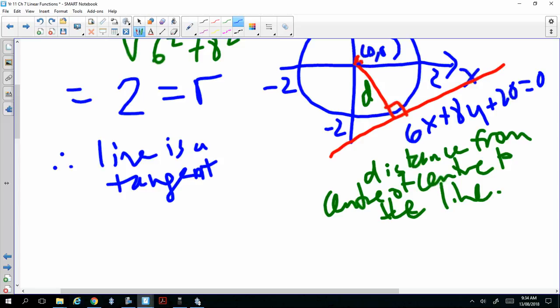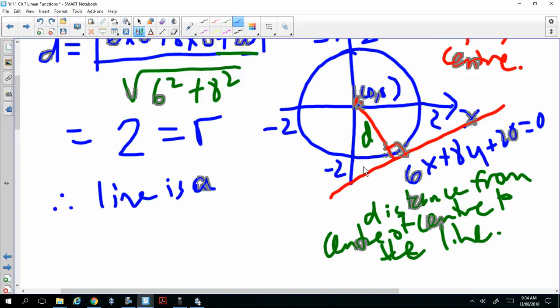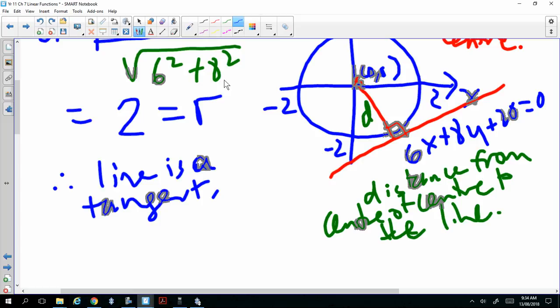No, you can say, oh yeah, you should. So we're verifying that the distance from the center to the line is the same as the radius. Therefore, the line is a tangent. Alright, so it's very easy. That's a good application of that.